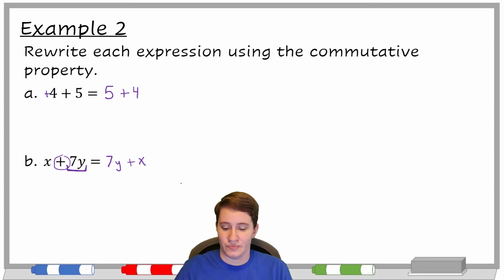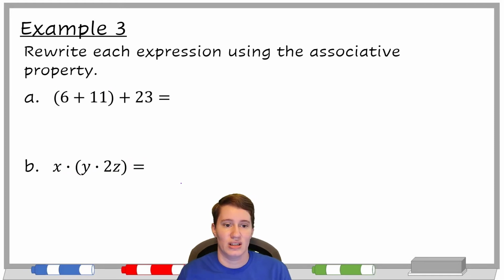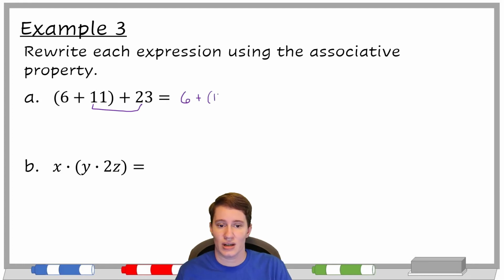There's our answer. Let's use the associative property. So we've got 6 plus 11 plus 23. A different way of doing that would be to instead add the 11 and 23 together first. So we'd have 6 plus, and then we'd have 11 plus 23, like this. It's not asking us to actually work it out. It's just asking us to rewrite it with the associative property, right?